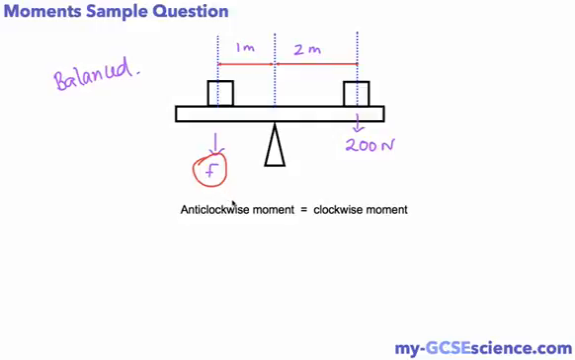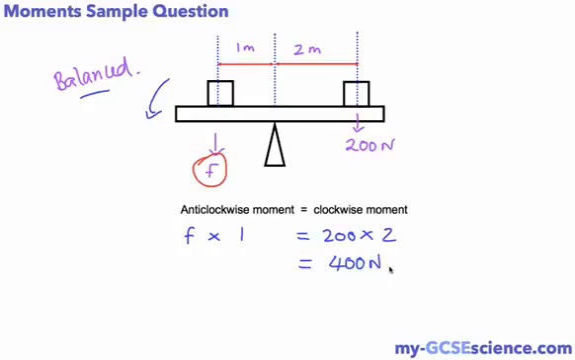Here I've got an unknown force, and I want to work out what it is based on the data given. So this is a balanced beam, and we know for a balanced beam the anti-clockwise moment is equal to the clockwise moment. That's just saying that the clockwise turning force and the anti-clockwise turning force are the same. So if we were to work it out, on the clockwise side we have 200 times 2, and on the anti-clockwise side, which is going in this direction, we have a force times the distance of 1, and if we were to work it out, we end up with a force of 400 newtons.